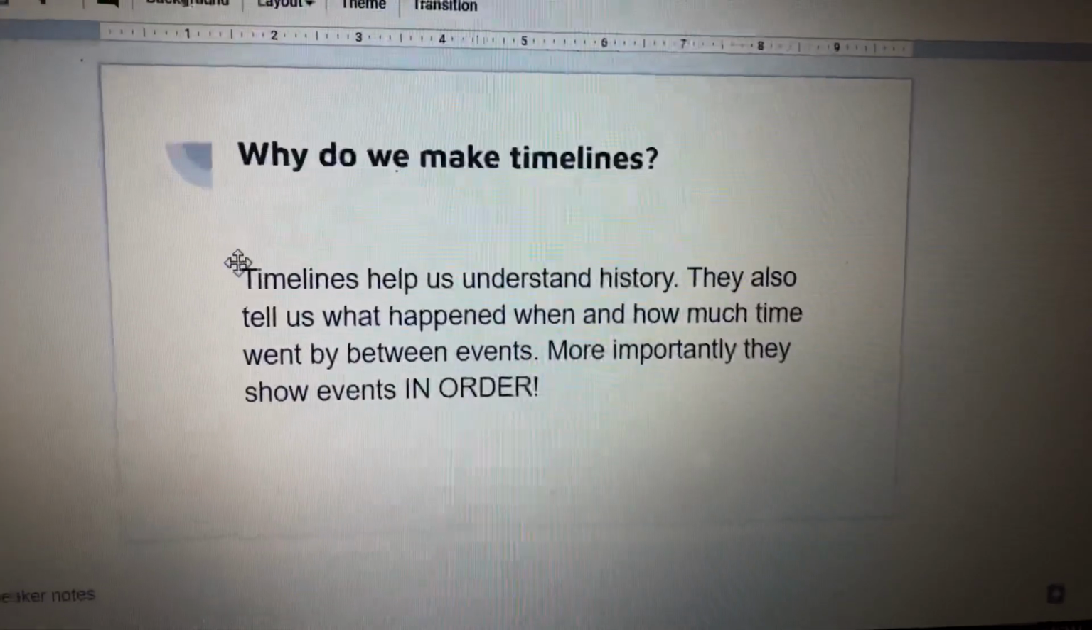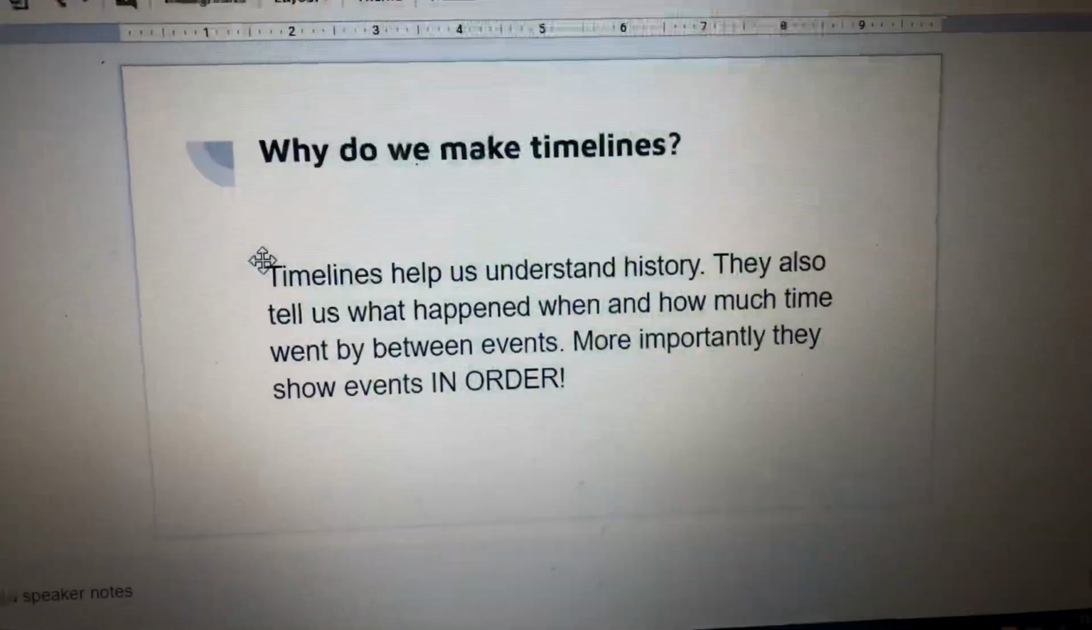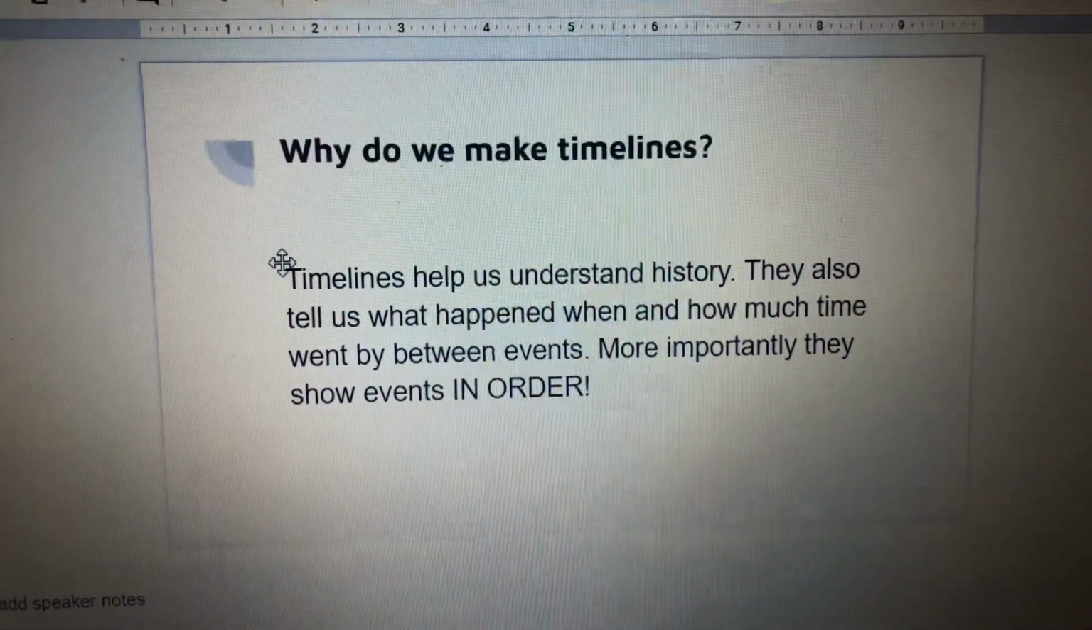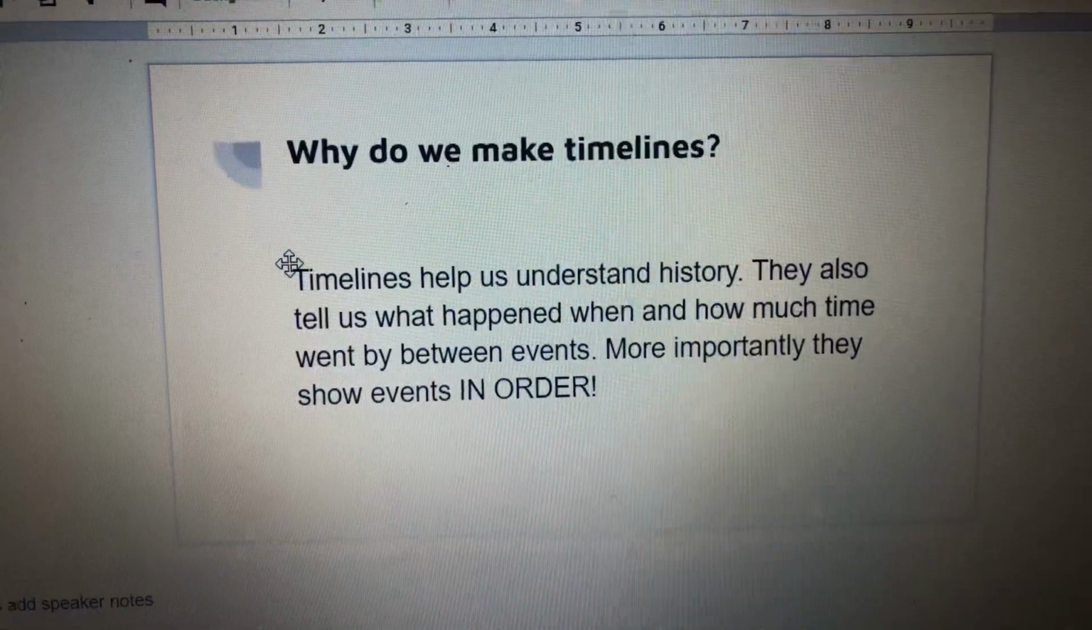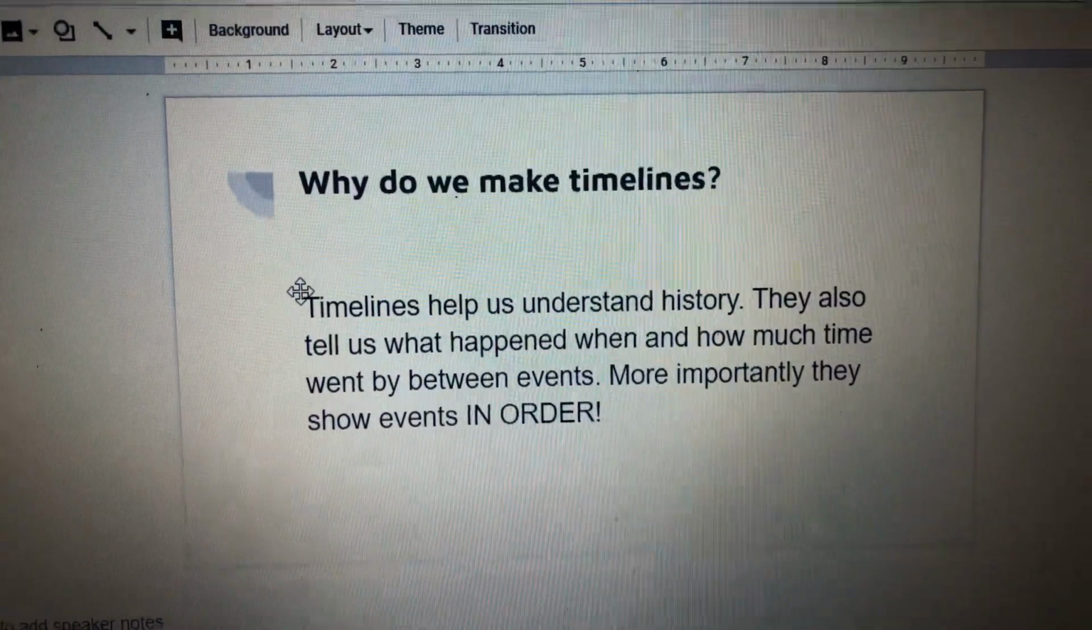What are timelines? Why do we make them? Timelines help us, and especially historians, understand history. They also tell us what happened, when, and how much time went by between events. More importantly, they show events in order.